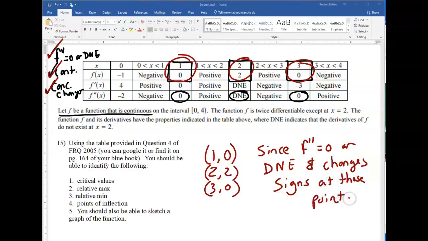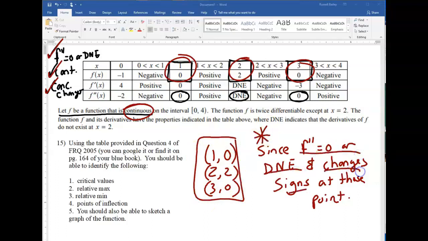Now you don't have to say it's continuous, and the reason you don't have to do that is because they say it in the directions, so we're okay with that. But there you guys have it. So here's the answer, and here's the explanation. You need to state that in your explanation. All right, so those are points of inflection.